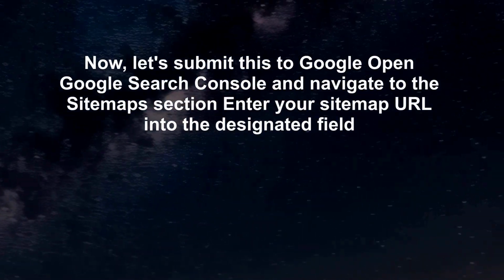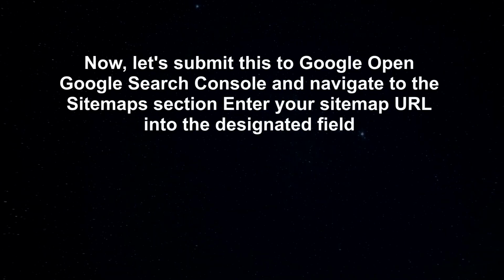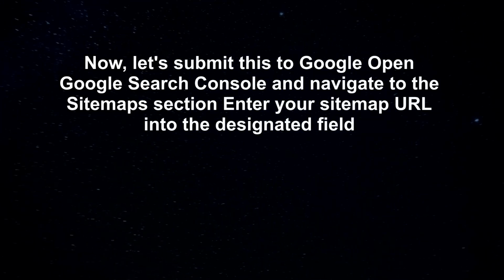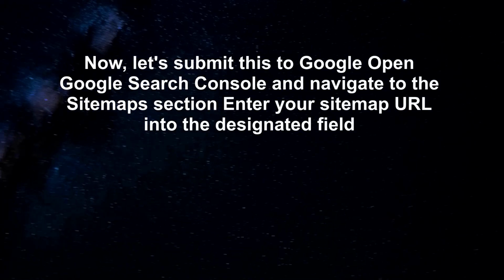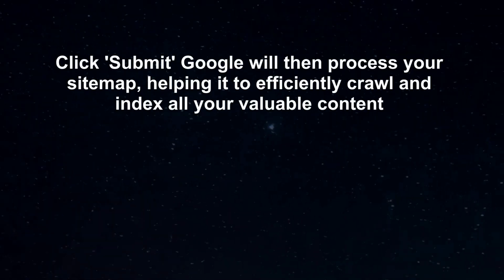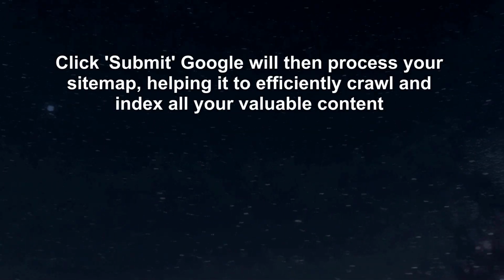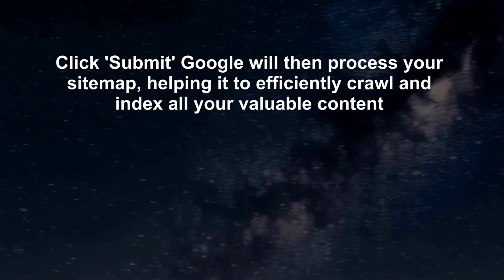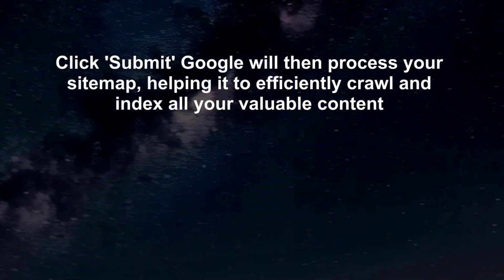Now, let's submit this to Google. Open Google Search Console and navigate to the Sitemaps section. Enter your sitemap URL into the designated field. Click Submit. Google will then process your sitemap, helping it to efficiently crawl and index all your valuable content.